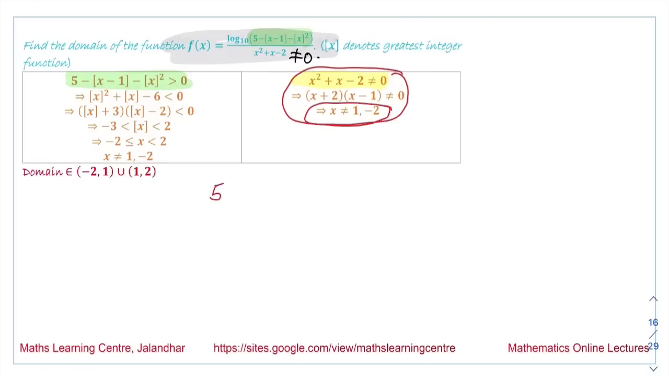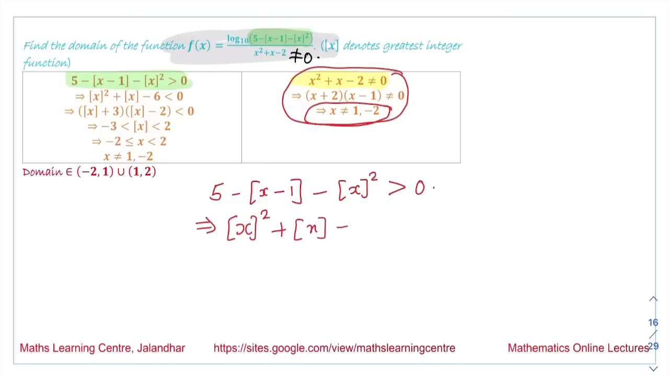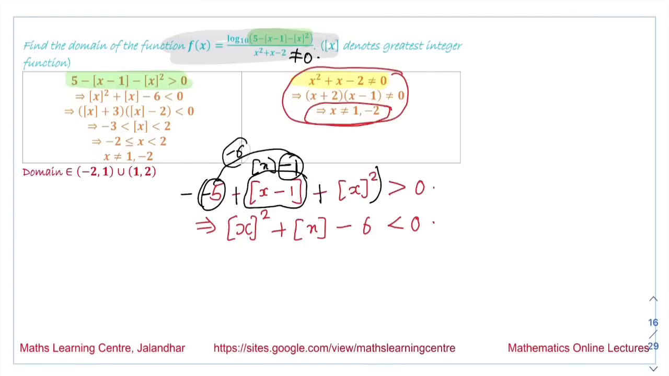Now we come to this numerator part. It is 5 minus greatest integer of x minus 1 minus x square is greater than 0. So this gives us that greatest integer of x square plus greatest integer of x minus 6 should be less than 0. When we take the negative sign common from this, this term will become positive, and this will become negative. What is greatest integer of x minus 1? That will be equal to greatest integer of x minus 1. So this minus 1 and minus 5 will become minus 6.